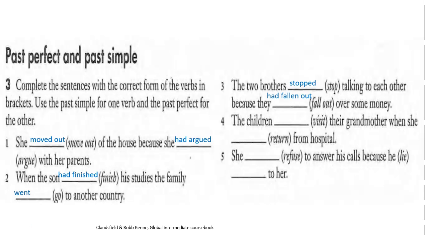Okay. 4, the children visited their grandmother when she had returned from hospital. So first she returned from hospital in the past, and then after that in the past, the children visited her. And finally, 5, she refused to answer his calls because he had lied to her. Right, so what happened first? He lied to her, right? And as a consequence, after that, she refused to answer his calls.